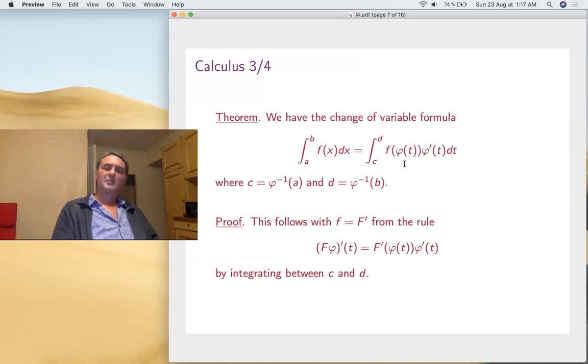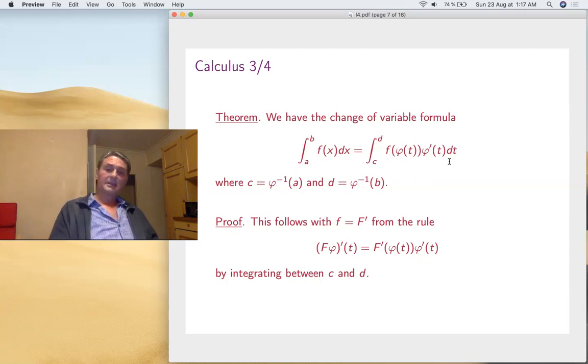And in order to remember this, the idea is that if you let x be phi of t, then we put phi of t here, okay? And dx will change. dx is d phi of t, and d phi of t is phi prime of t dt, okay? That's the way of remembering it.